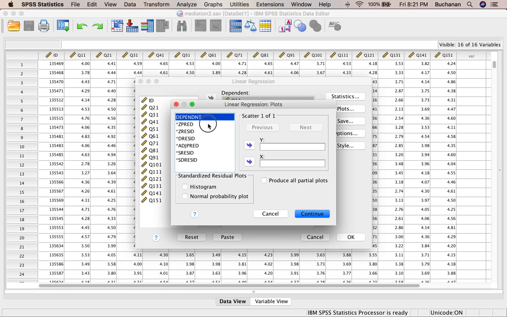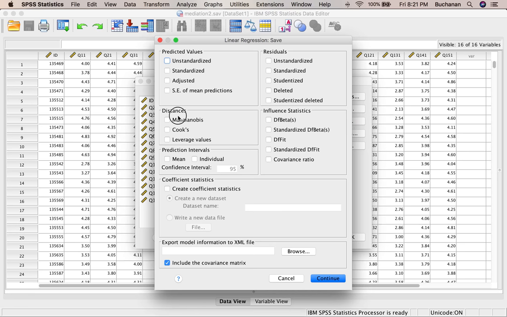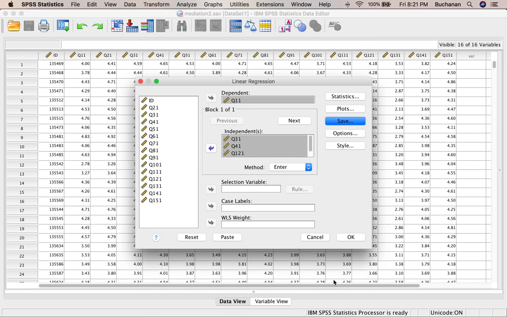Under plots, we're going to ask for ZPRED and Y, ZRESID and X. This is going to help us do assumption checks here in a minute. Histogram and normal probability plot. Hit continue. Under save, we're going to click Mahalanobis, Cook's, and Leverage. Continue. Now we're totally set up for outliers and assumptions. Click okay.